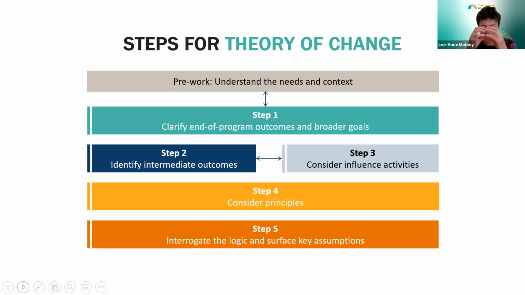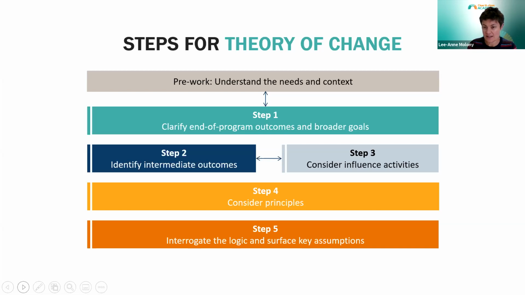Then the first, that's the grey part, the pre-work. You need to be aware of that before you even start to clarify your theory of change. The first step being at that very high level of your logic, being really clear about the end of project or program outcomes and the broader goals. So the bigger picture reason for your program really, or your project, are the broader goals. And the end of program or project outcomes are your project's contribution to those broader goals.